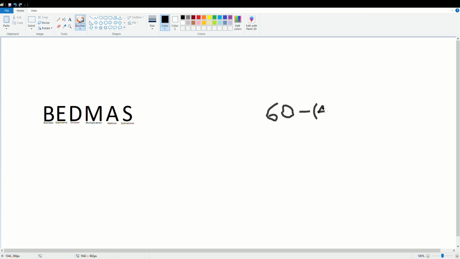4 squared plus 2 times 5 bracket equals what? Come on. There we go. So we're going to find out the value of this equation by using BEDMAS.